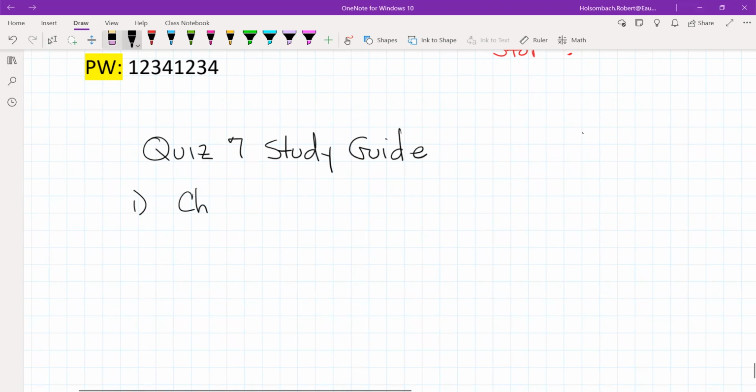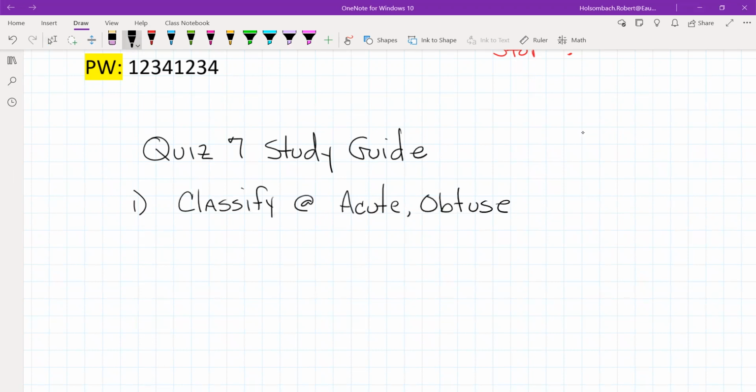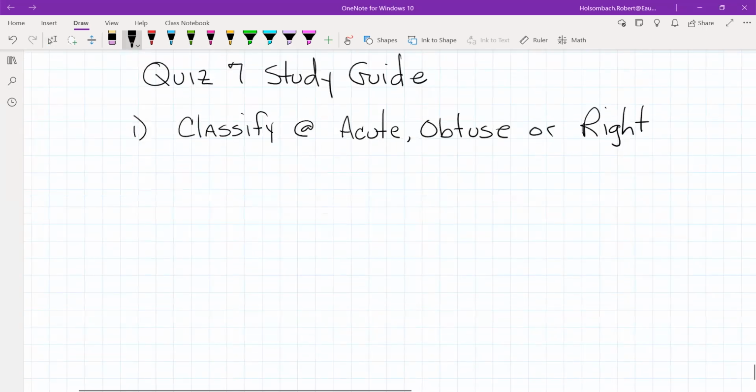Basically, the question says you're given side lengths and you're asked to classify the triangle as acute, obtuse, or right. And then you're given side lengths. And we get a 17, 26, and a 36.